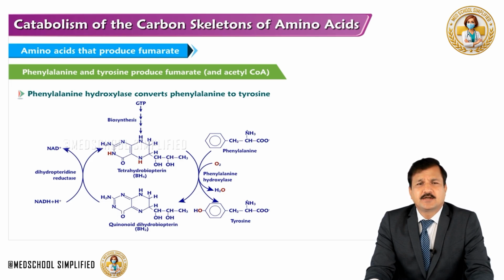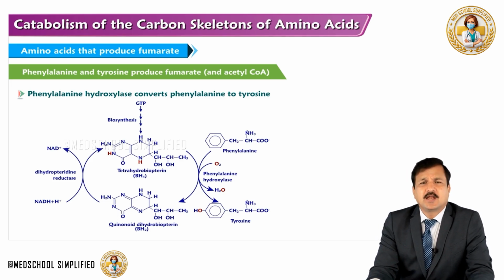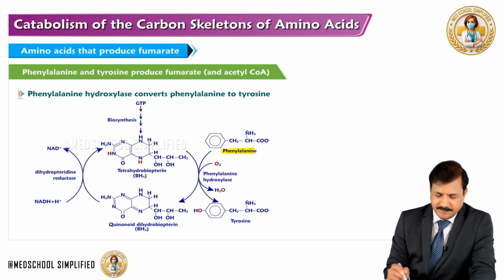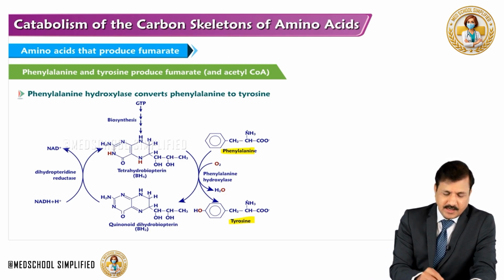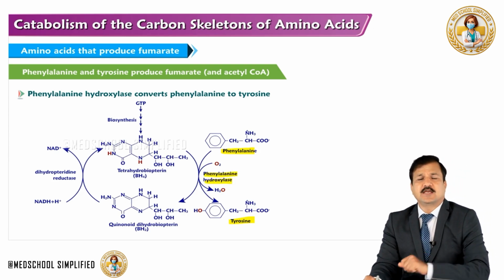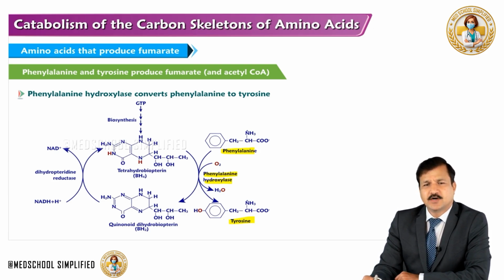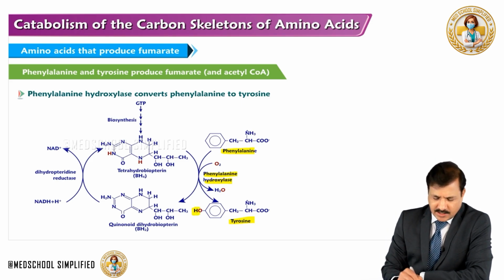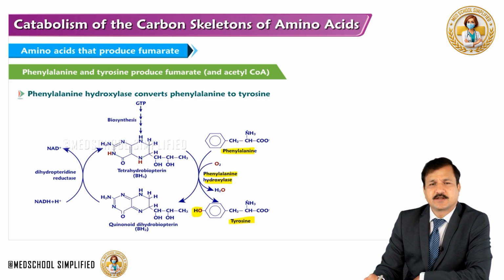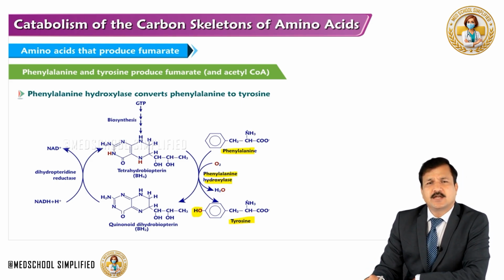The phenylalanine hydroxylase enzyme converts phenylalanine into tyrosine, as shown here in the reaction. Phenylalanine is converted to tyrosine by the enzyme phenylalanine hydroxylase, and this is a monooxygenase system of enzyme where an atom of oxygen is incorporated into a benzene ring to introduce a hydroxyl group. So the difference between phenylalanine and tyrosine, as you are aware, is only the hydroxyl group.